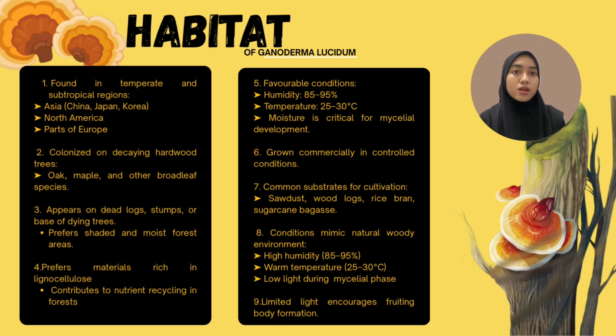Common substrates used for cultivation include sawdust, woodlots, or agricultural byproducts like rice bran or sugarcane bagasse. Cultivation facilities maintain high humidity and temperatures between 25 and 30 degrees Celsius and limit light exposure during the mycelial phase to promote fruiting body formation.